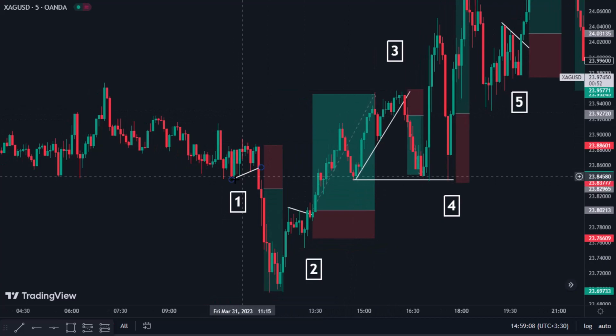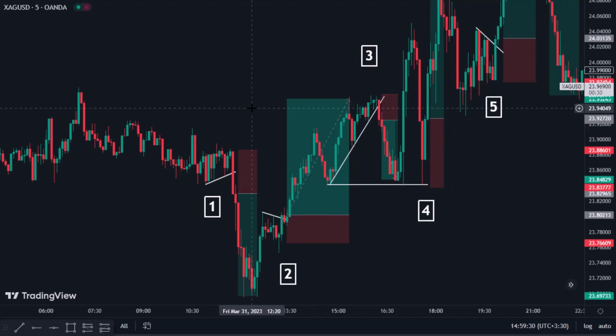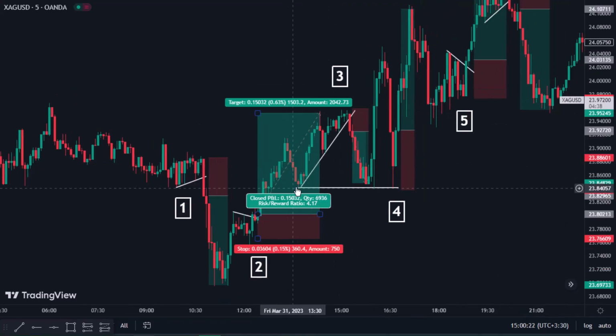Actually, this trend line had 3 touches. It means you can risk on it with more safety, because a trend line with 2 touches like this one is more risky than this one. The more touches on the trend line, the more you can trust it and risk on it and enter positions.